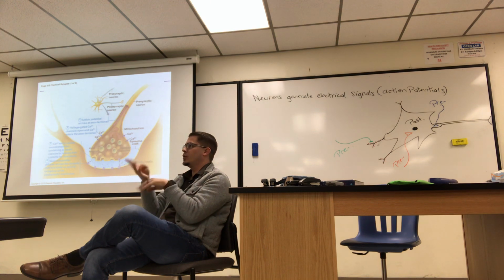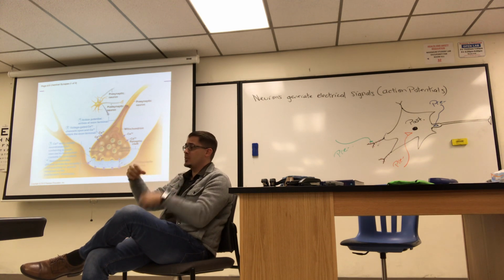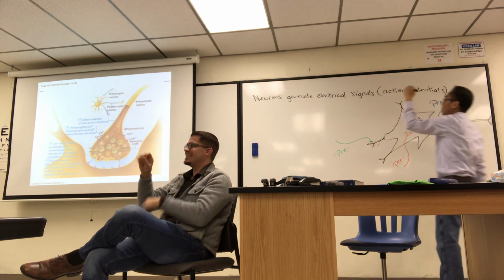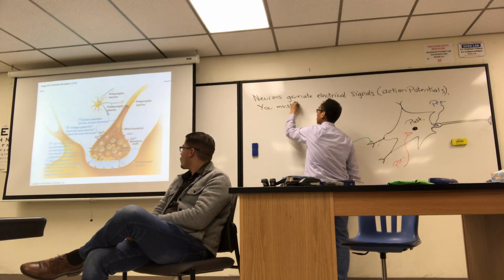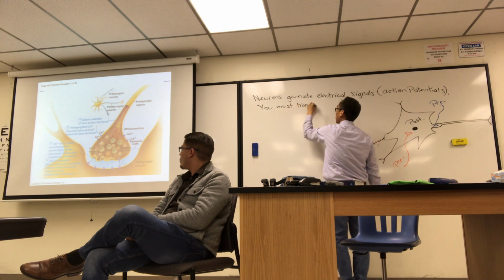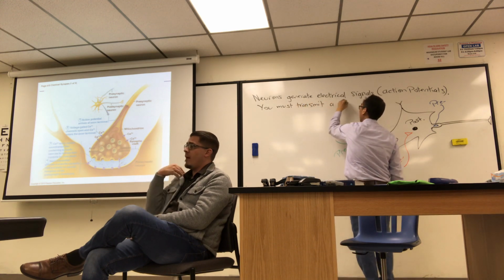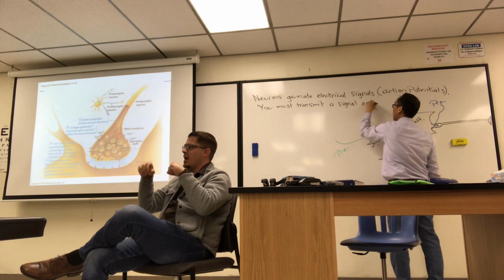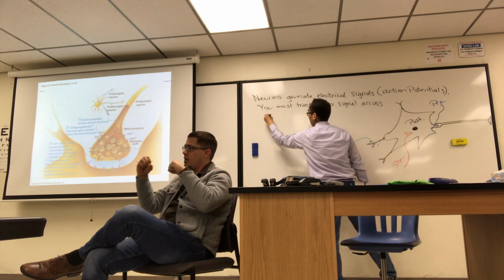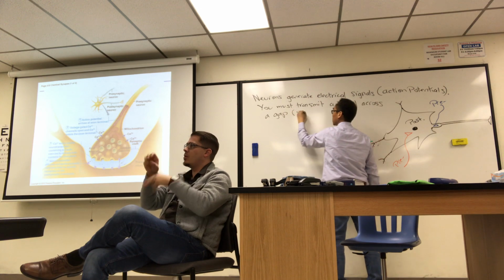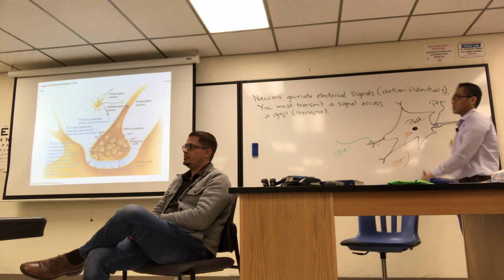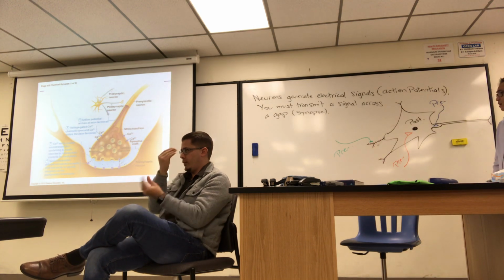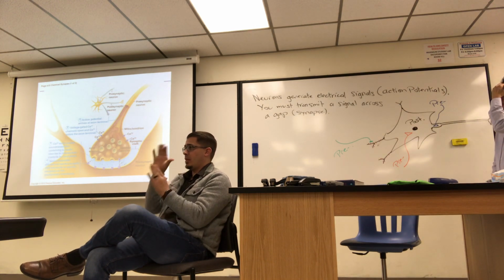You must transmit a signal across a gap called the synapse between the cells. You must transmit a signal across a gap, which we're calling the synapse. And I don't think this is anything new, right? We kind of talked about this picture before.